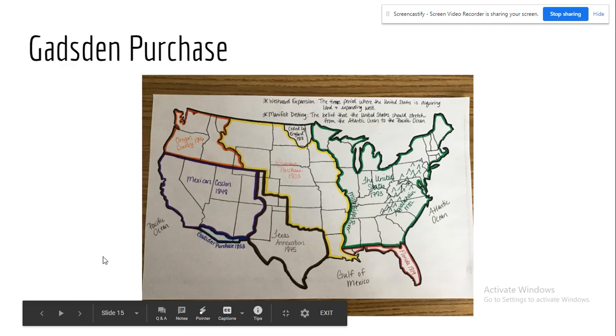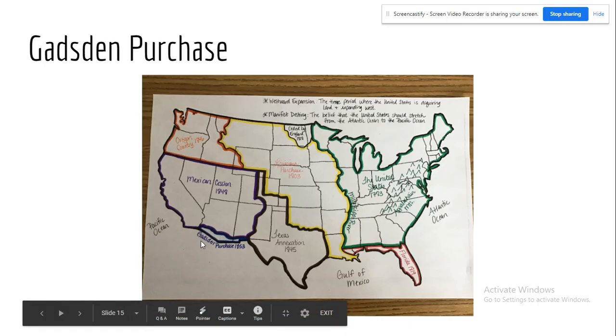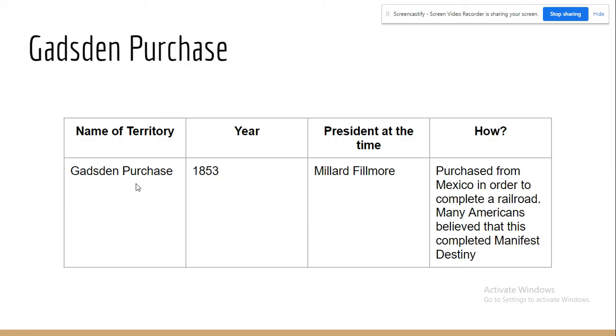Now, the last area that was added to the United States is this tiny little area down here. Okay, I took a blue marker and outlined that area, labeled it the Gadsden Purchase, 1853. So on the back side of your chart, you'll fill in the name of the territory, which is the Gadsden Purchase, the year that we acquired it, which is in 1853. Now, the president at this time was Millard Fillmore. Okay? And we purchased this area from Mexico in order to complete a railroad.